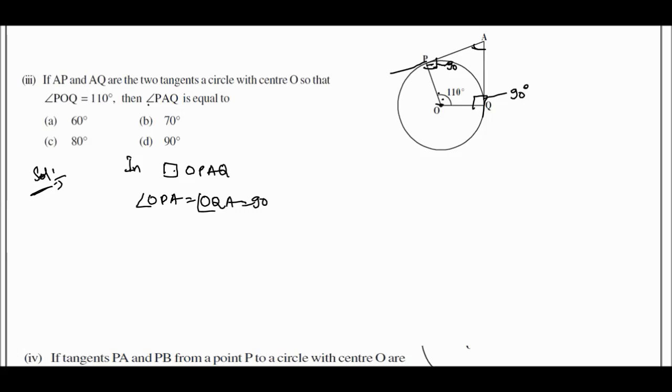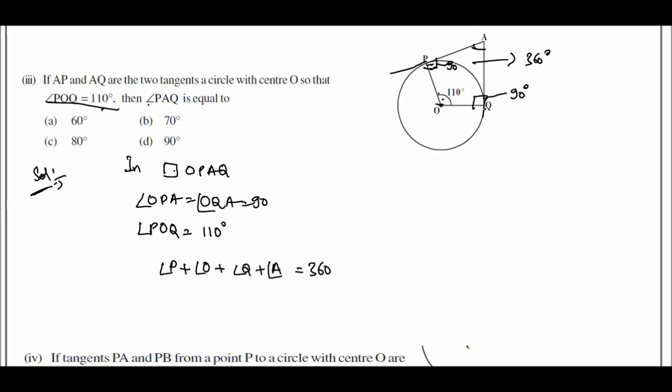After that, what is given? Angle POQ is equal to 110 degrees. We need to find the angle; the total of the quadrilateral's angles is 360 degrees. So this is 90, this is 110, this is 90 degrees. We need to find this one only. So angle P plus angle O plus angle Q plus angle A is equal to 360 degrees.